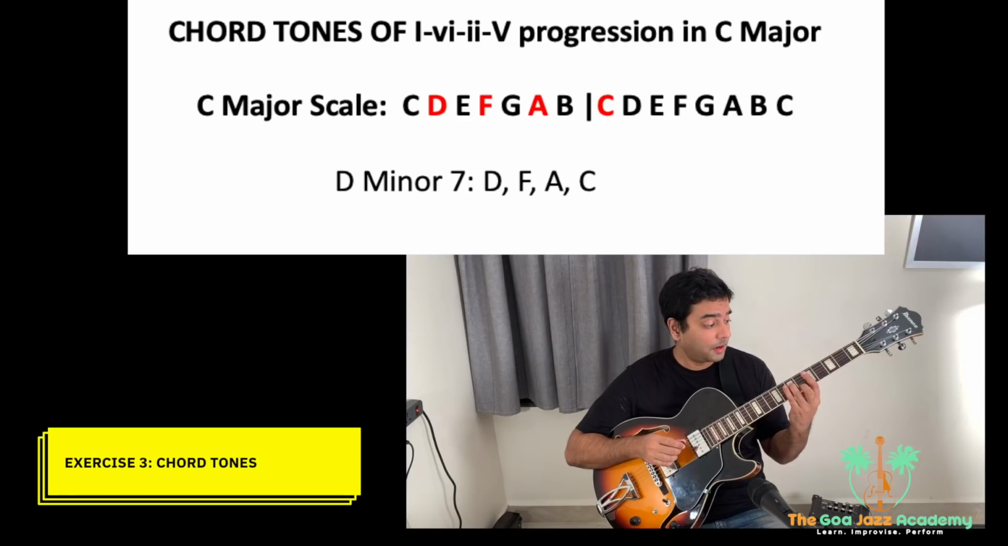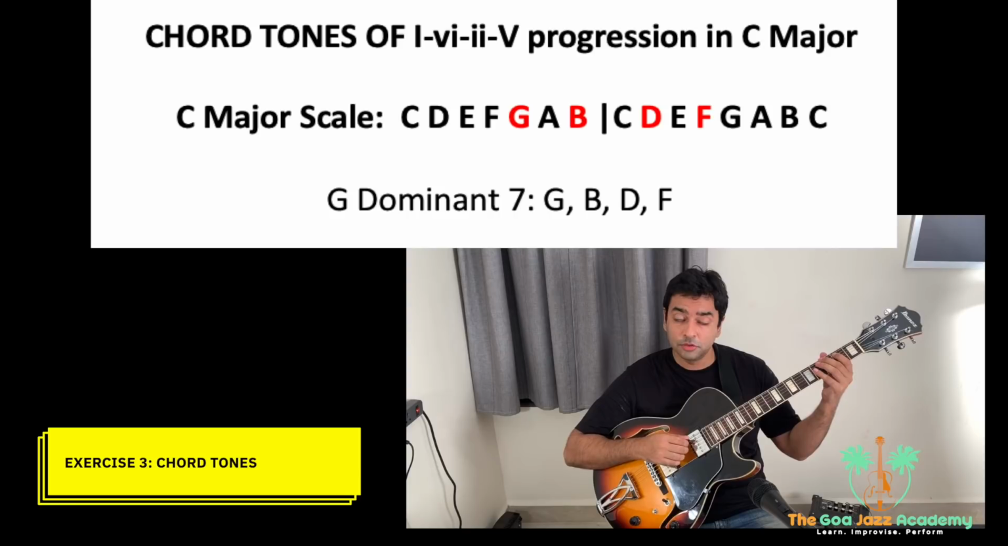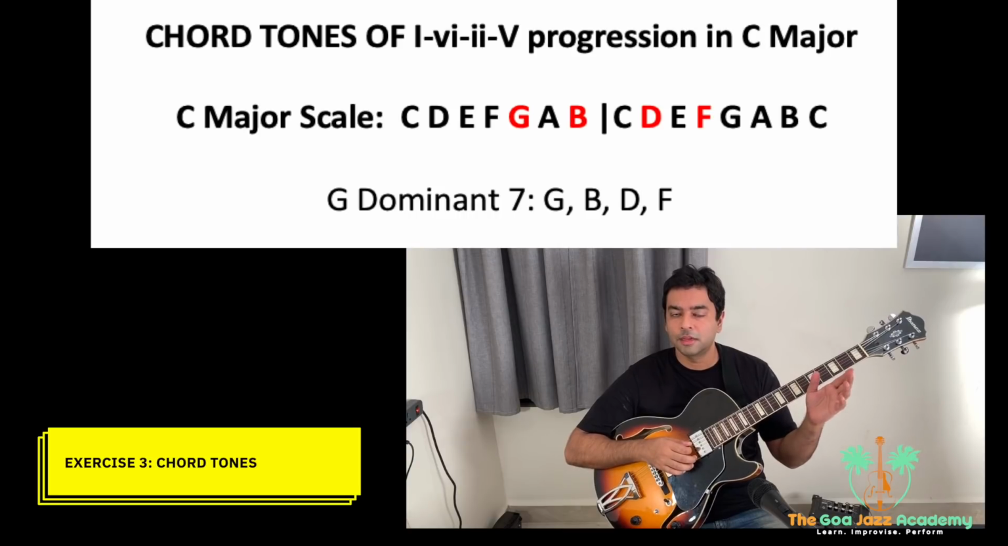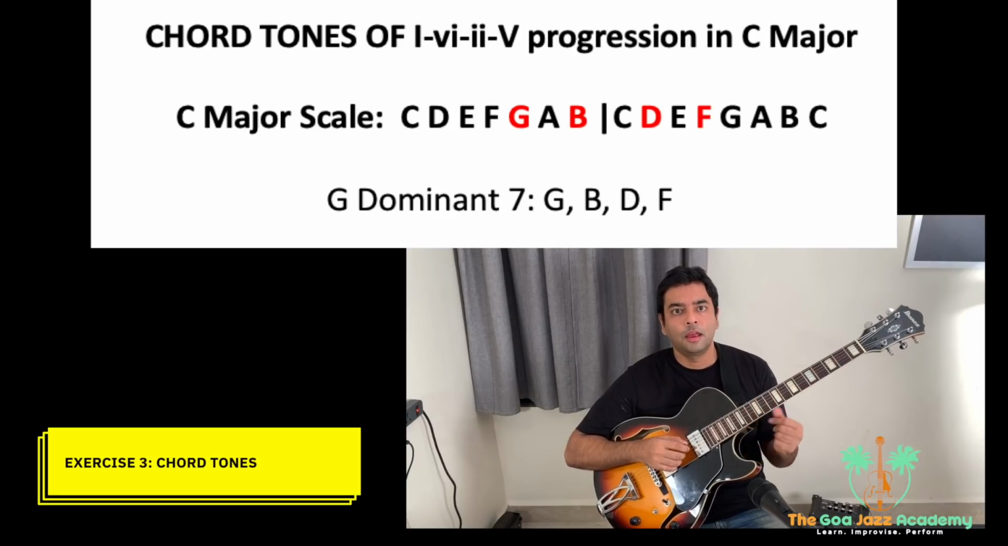D minor में हमारे chord tones क्या हैं? We have D, F, A, C. So the 3rd is F, the 5th is A, and the flat 7 is C. And then G7 में we have G, B, D, F, where G is root, B is 3rd, D is 5th, and F is flat 7. Again, go back to lesson 3 in this series and review chord tones if you haven't already.